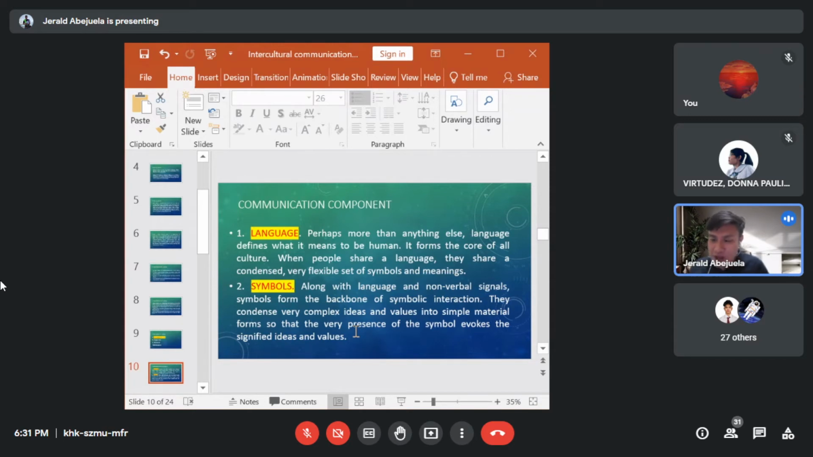Or worse, baka pwede kang matanggal sa trabaho kasi hindi ka nakapag-adapt doon sa kultura ng bansa na pinuntahan mo. That is the very reason why we have purposive communication, because purposive communication or GNED 05 is preparing you to become good communicators interculturally or multiculturally in the future.